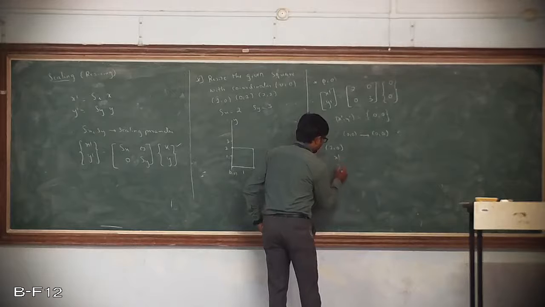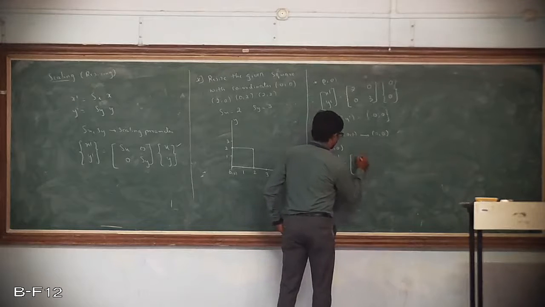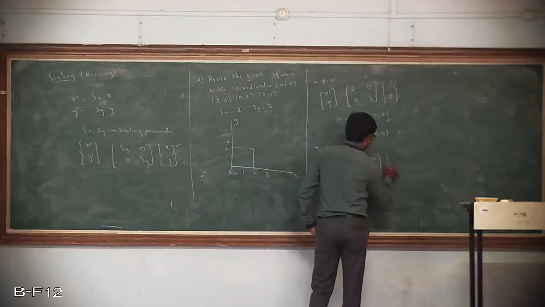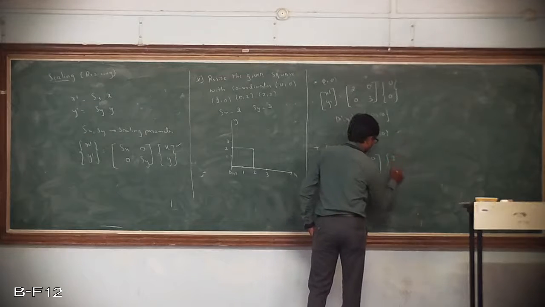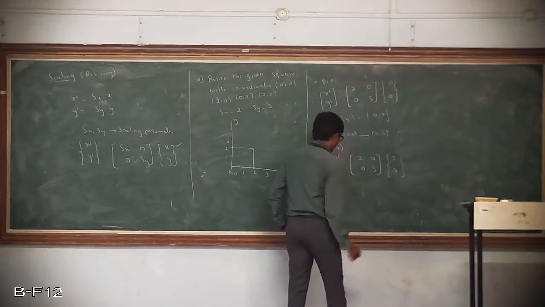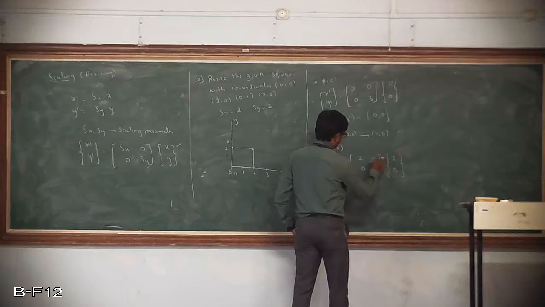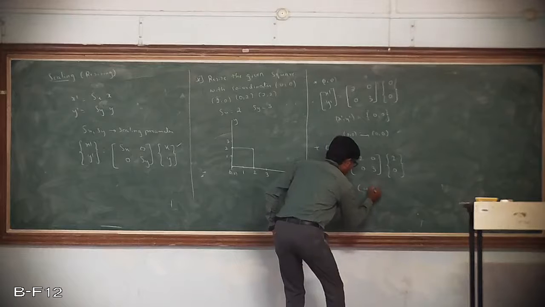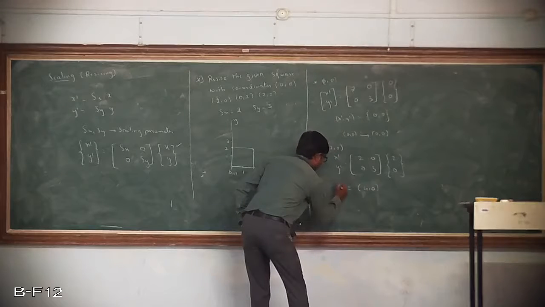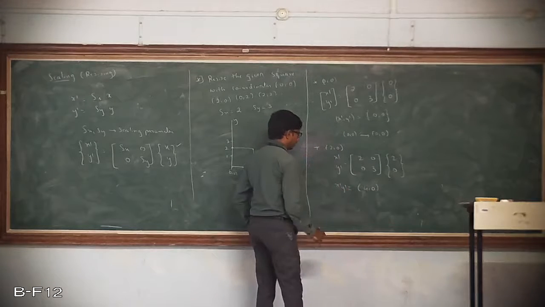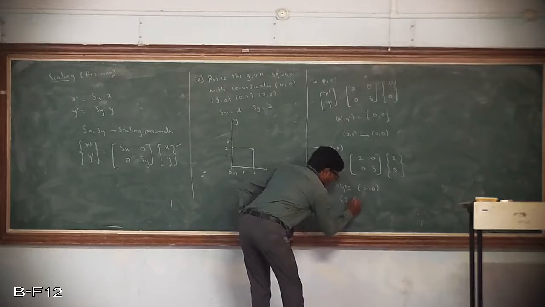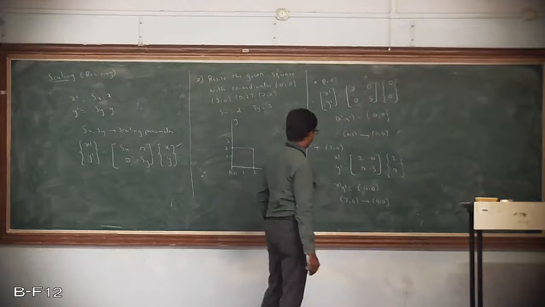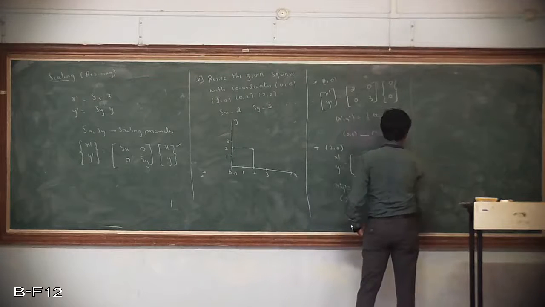x dash y dash will be equal to 2, 0, 0, 3, and the coordinates are 2 and 0. Okay, so what will be the equation? 2 2s are 4 and 0, 0, 0. So your answer will be 4, 0. So x dash y dash will be 4, 0. Now 2, 0 is being changed to 4, 0. Clear? So this is the second point.